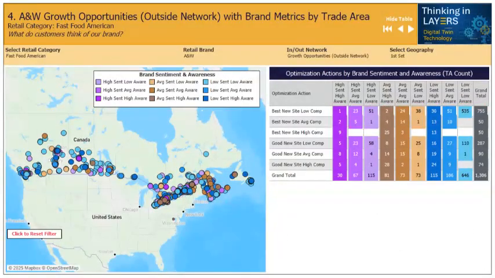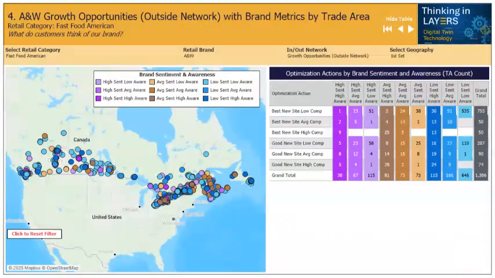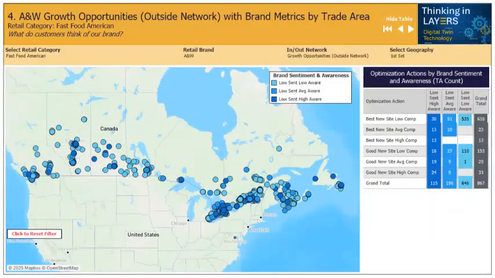For example, low sentiment, high awareness means these trade areas are in the bottom third in brand sentiment and top third in brand awareness. Let's choose only trade areas in the bottom third of brand sentiment because this indicates that consumers are less than satisfied with their current retailers, which will favor a new entry into the market. This brings the total number of potential new sites down to 867.